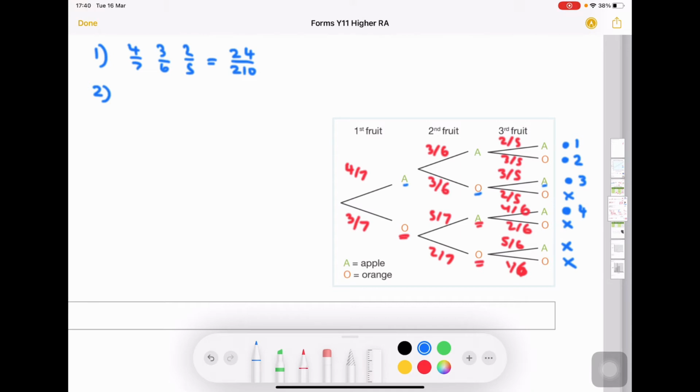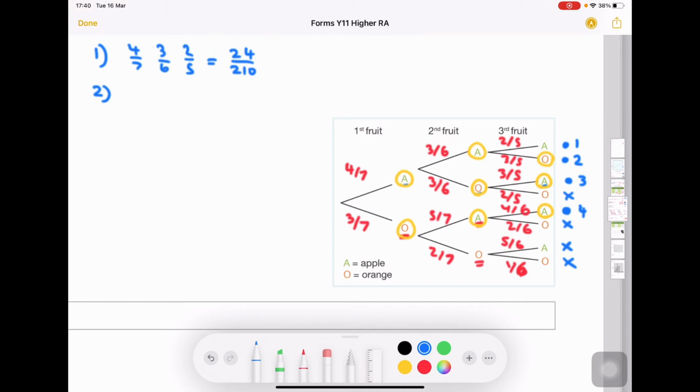Okay, what I've noticed here, for 2, we have apple, apple, orange. For 3, we have 2 apples and an orange. For 4, we have 2 apples and an orange. So they'll actually probably have the same probabilities. Let's just work it out.